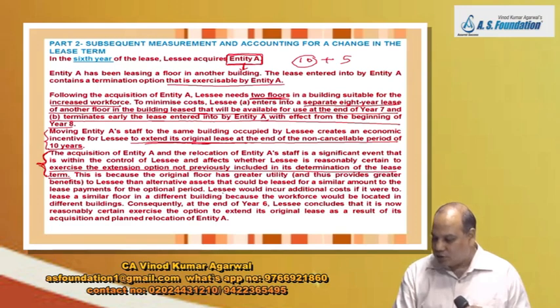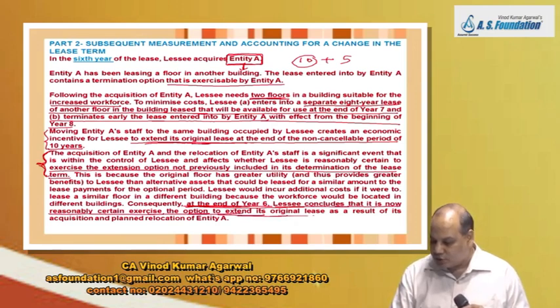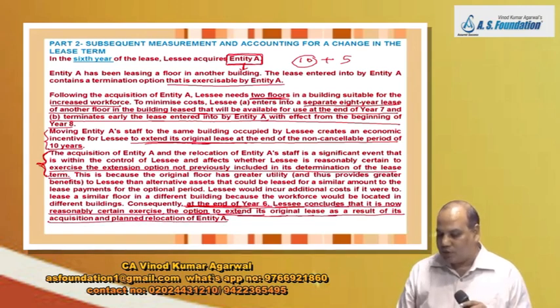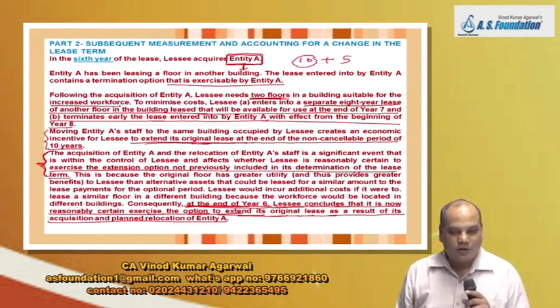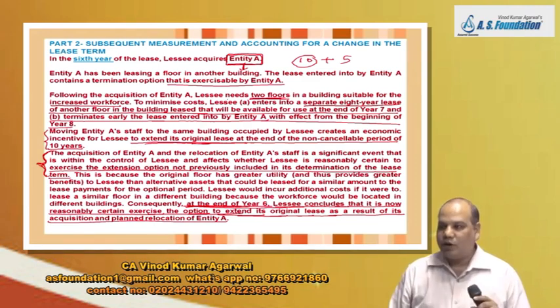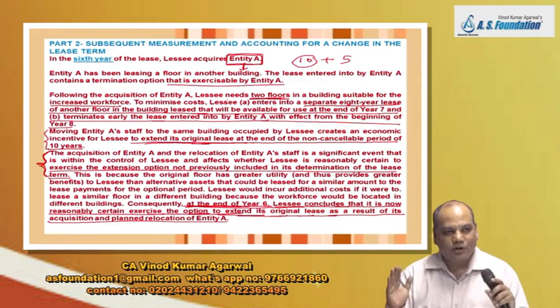Lessee would incur additional cost if it were to lease a similar floor in a different building because the workforce would be located in different buildings. Consequently, at the end of year 6, this is my useful sentence. Lessee concludes that it is now reasonably certain to exercise the option to extend the original lease as a result of its acquisition and planned relocation of entity A. Summary of the story is that after 6 years, we have decided to use the extension option.